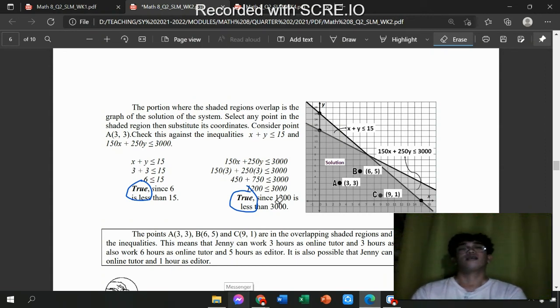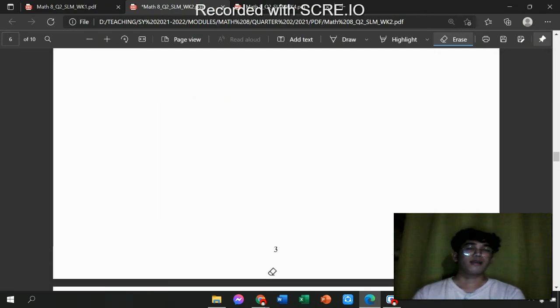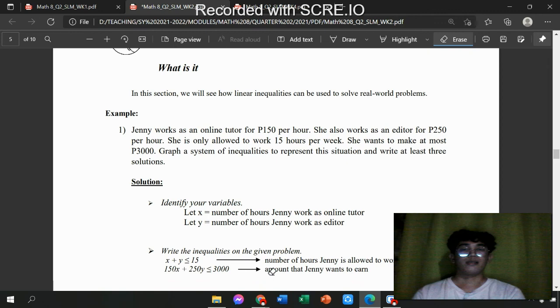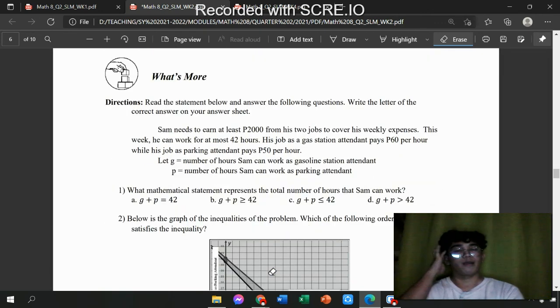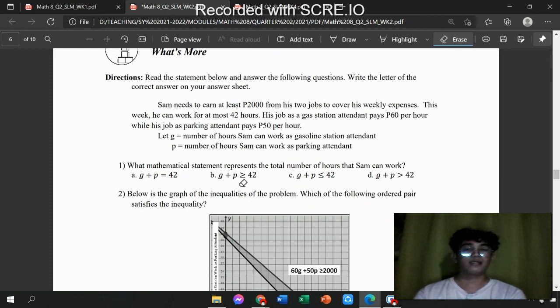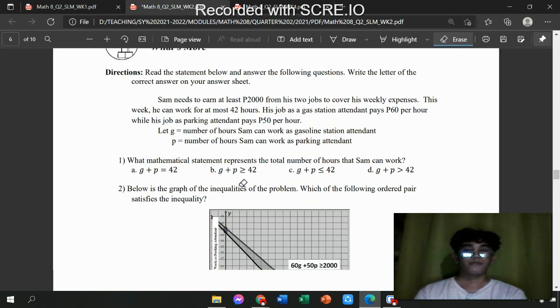So very easy. Mag-graph ra ka, then mag-shade, mangita og asa nga mga points ang nabilong sa shaded part, then kung asa mag-overlap ang shading, mao to ang solution. Atong area na ang solution. It's very easy learning inequalities, no? Then, after this, there is a watch more and a practice activity, try solving this.